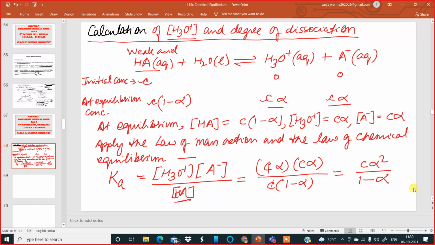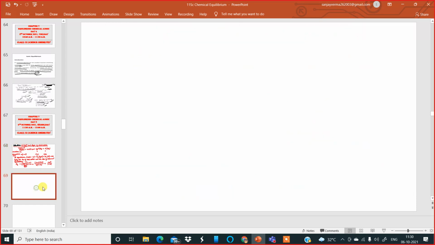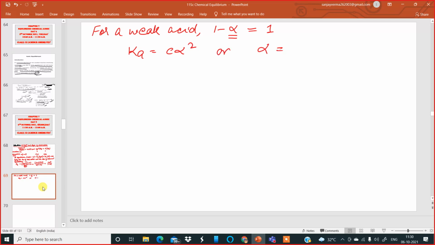But note that it is a weak acid, so for a weak acid like acetic acid or formic acid, this 1 minus alpha is taken to be equal to 1, because alpha, the degree of dissociation, is very, very small. So the dissociation constant can be written as Ka equals c alpha square, or I can write alpha is equal to root under Ka by c. So this is what you have to remember for use in calculations.